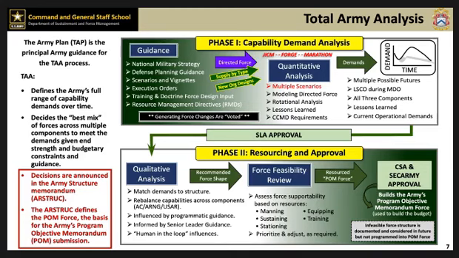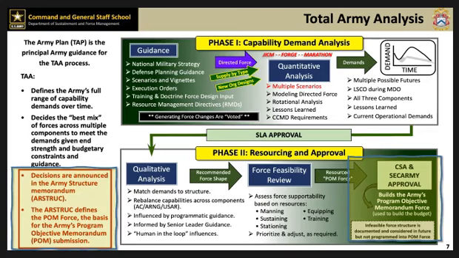This slide digs a little deeper into the TAA process and its outputs. The bottom line up front is that the Army Structure Memorandum, or R-Struck, is a key output of this process. It announces the force structure decisions and how that document forms the basis of the Army's POM force, that is, the force structure built into the POM.